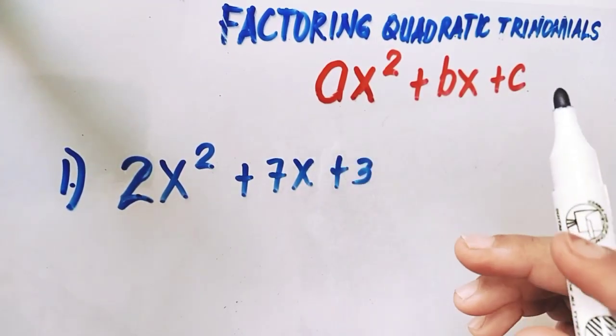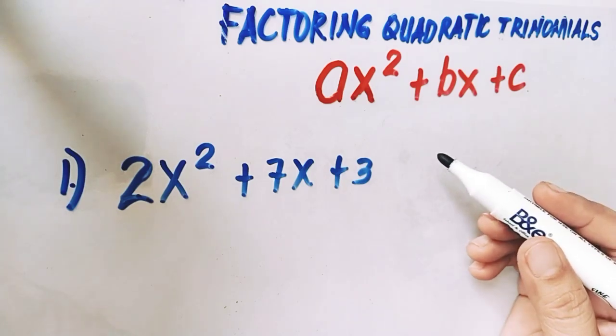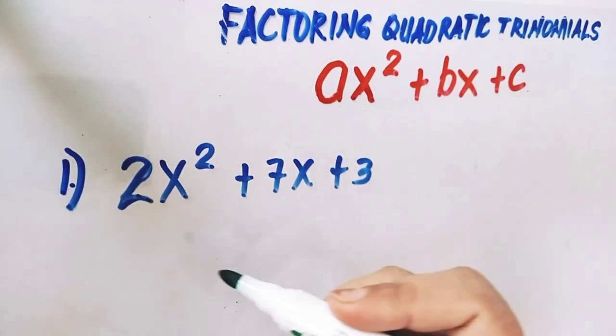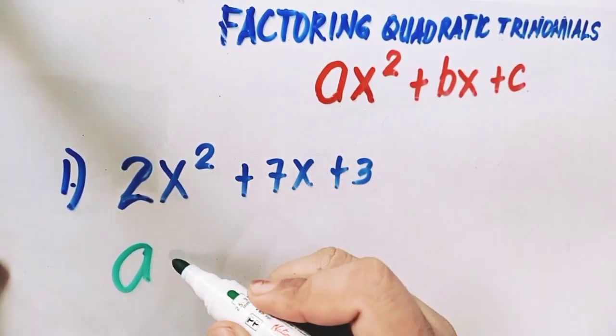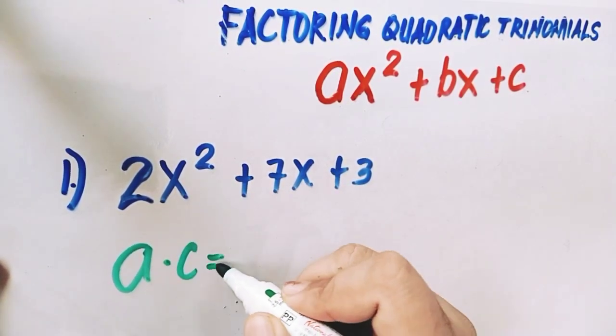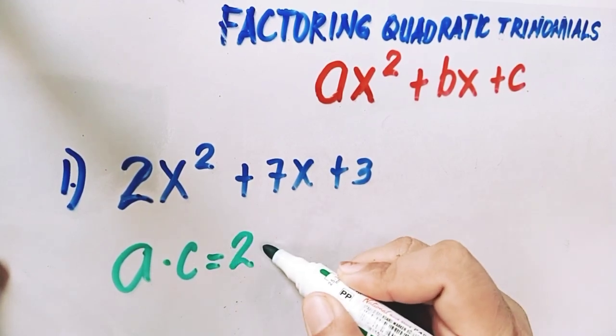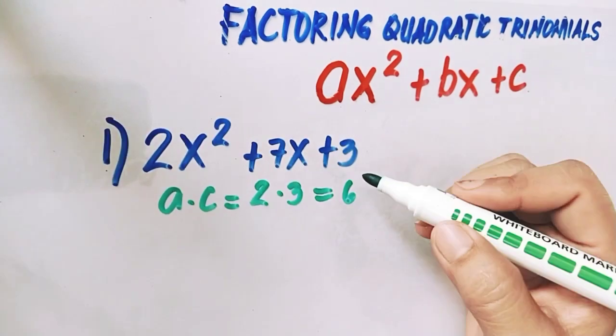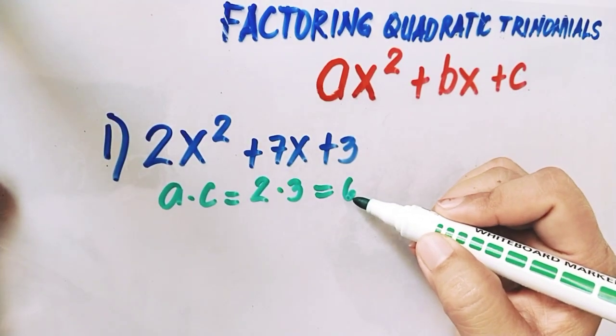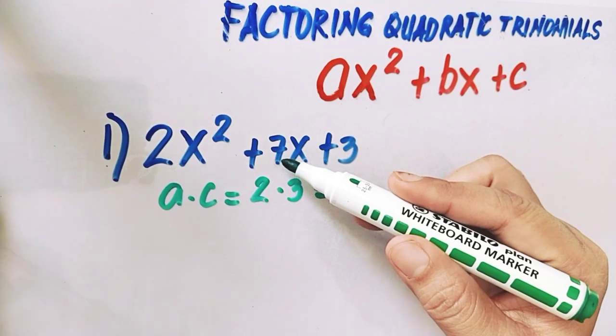First, let's multiply the value of a and c. So a is the coefficient of x squared times c, and that is 2 times 3 equals 6. Then we will get the factors of 6 that, when added, the answer is 7.